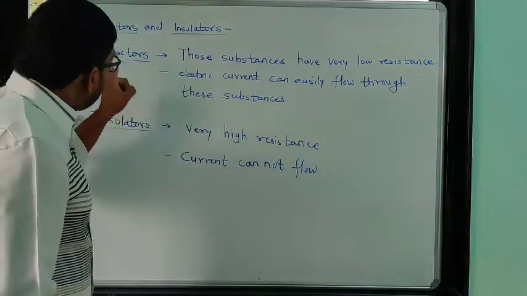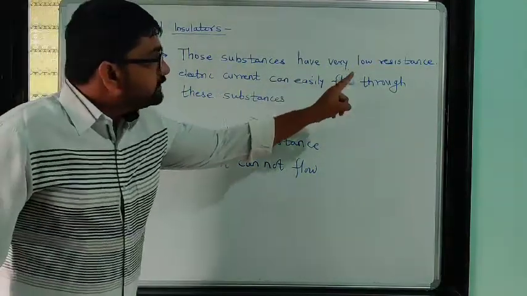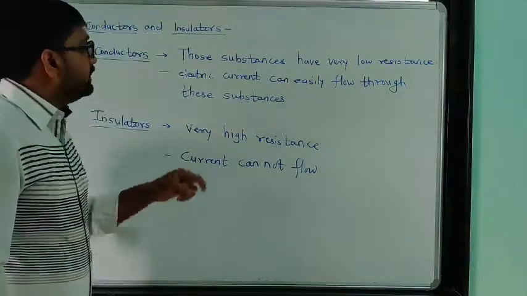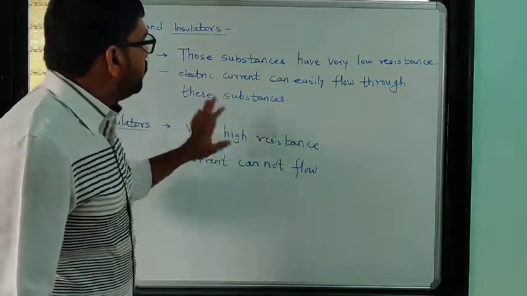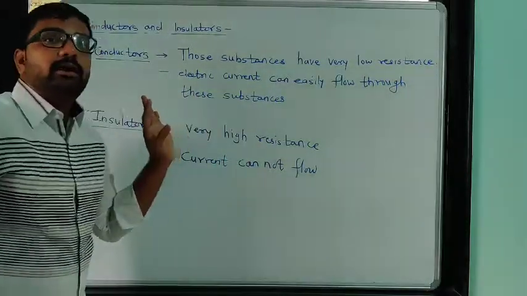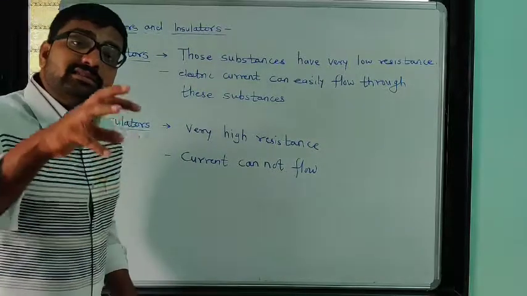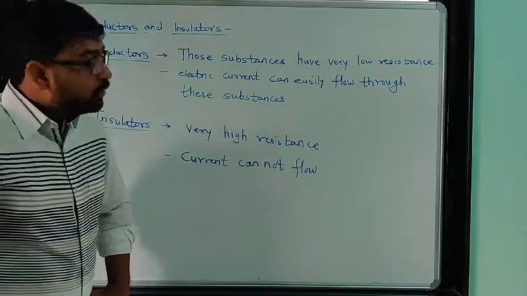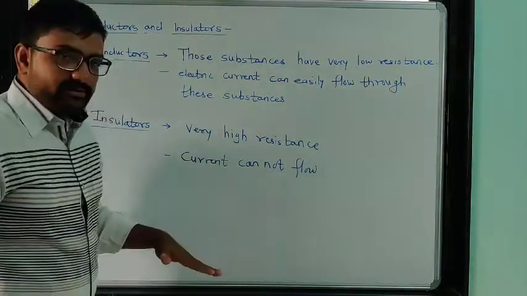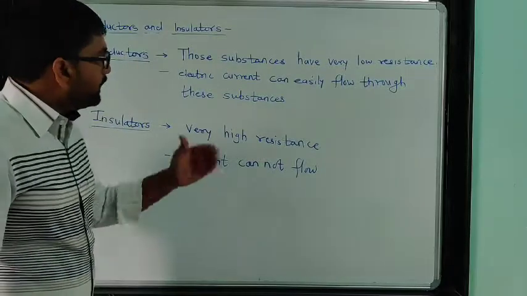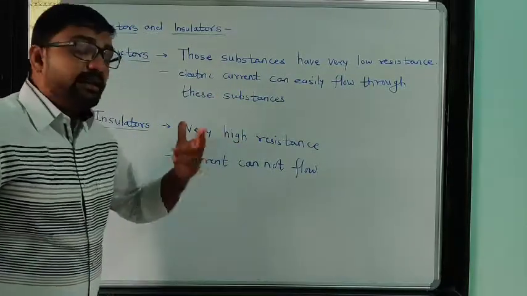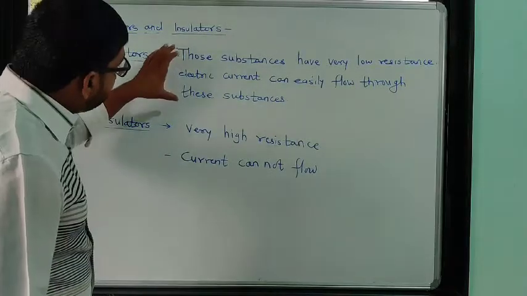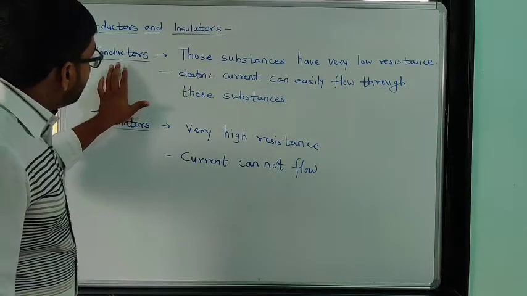So in conductors, resistance is very low. Due to the low resistance, electric current can easily flow through these substances. We know resistance tries to oppose the motion of charges. So due to the low resistance present in some substances, electric current can very easily pass through those substances. This is what happens inside conductors.